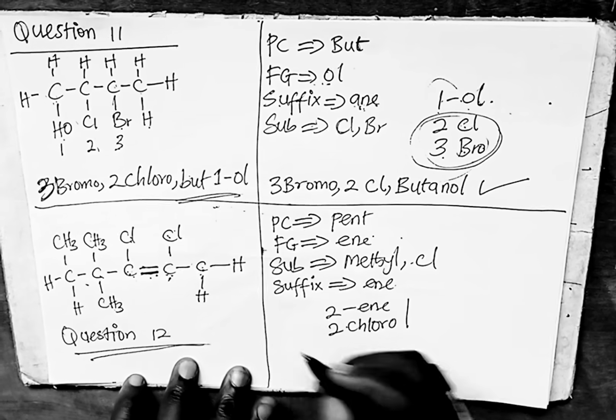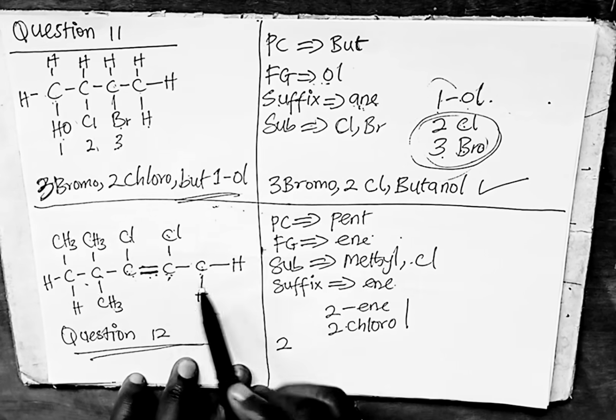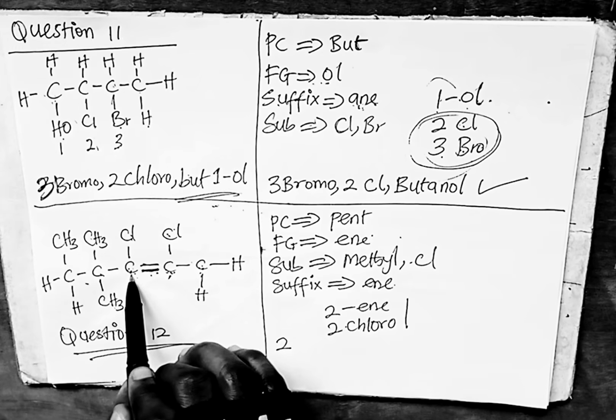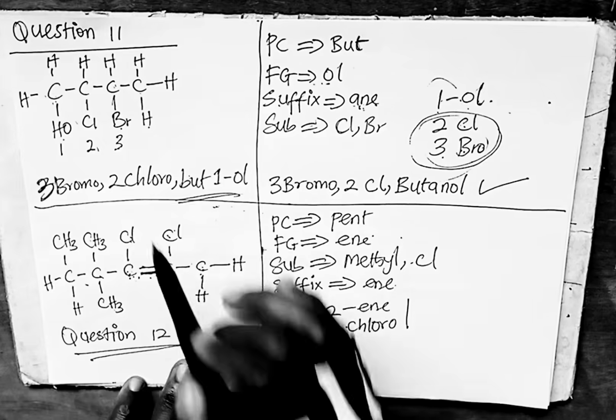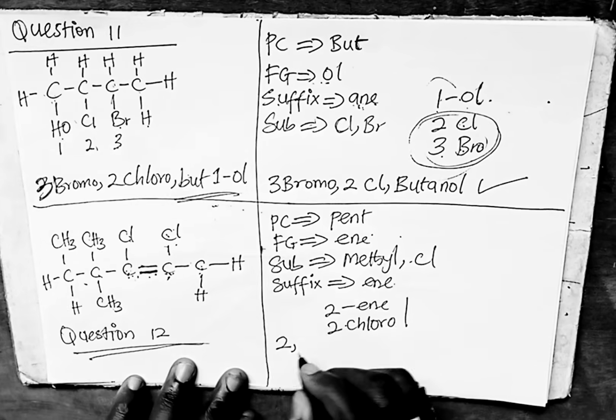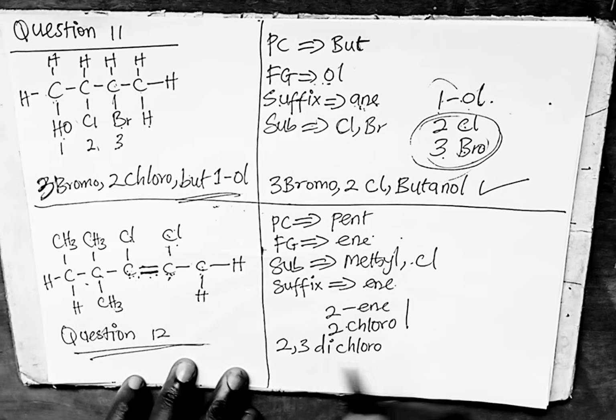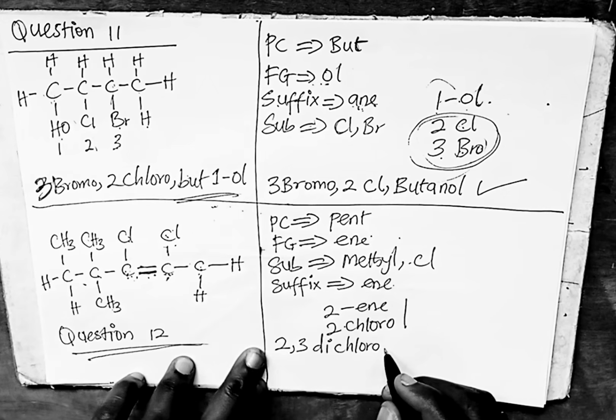So we are not going to say, rather, we will say 2, since the first chloro is in number 2, the second chloro is in number 3. We are not going to say 2 3. Can you see? 2 3 dichloro. Since it's 2 chloro, dichloro. So 2 3 dichloro. Okay, 2 3 dichloro. Then what next again?